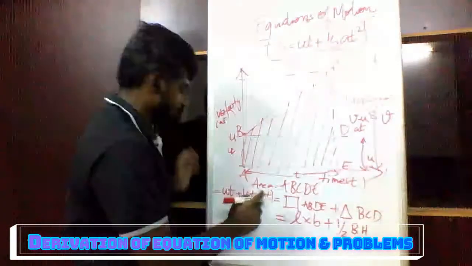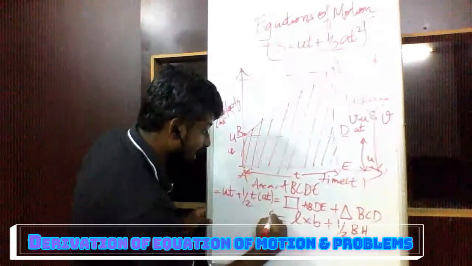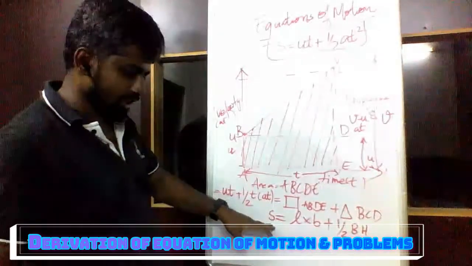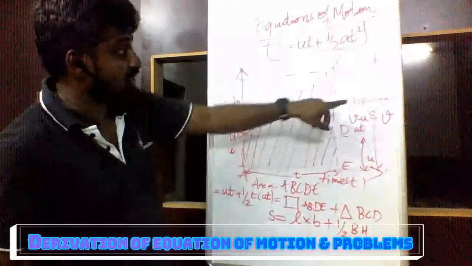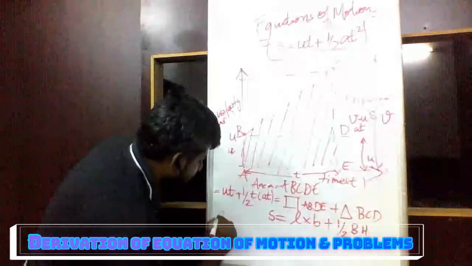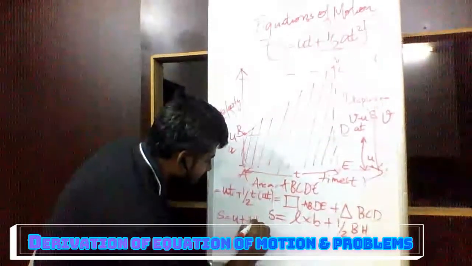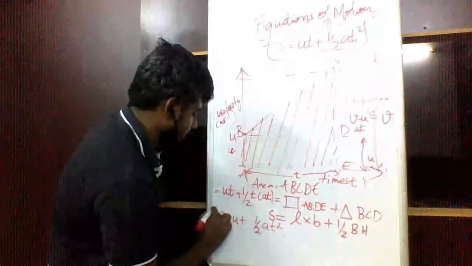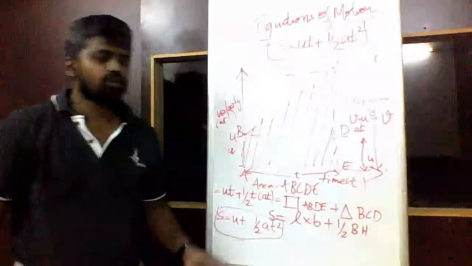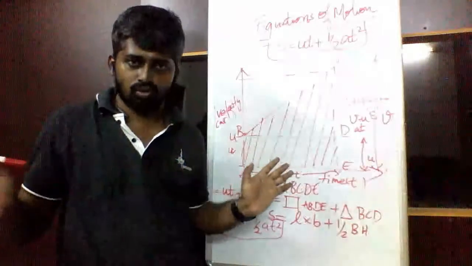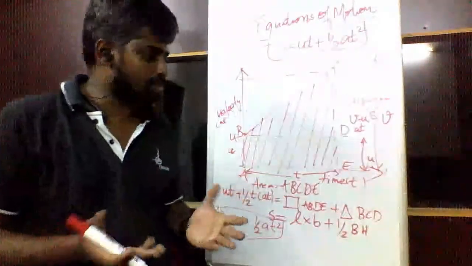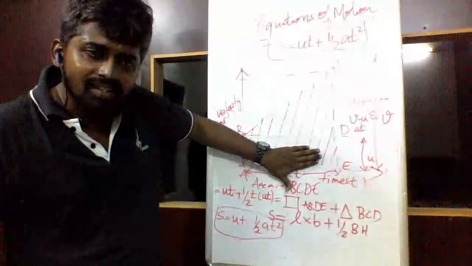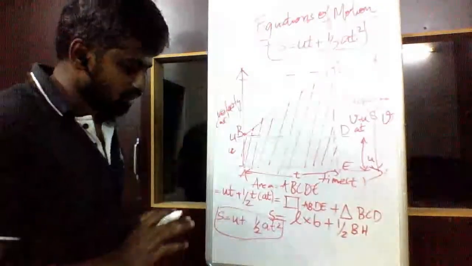So ut plus half t into at. Yes, this is called area. We are finding how the area comes from this equation. This area is the displacement. So S is equal to ut plus half at square. We have found the second equation of motion. Very simple. We have done the second equation of motion simply by calculating this area and this area.